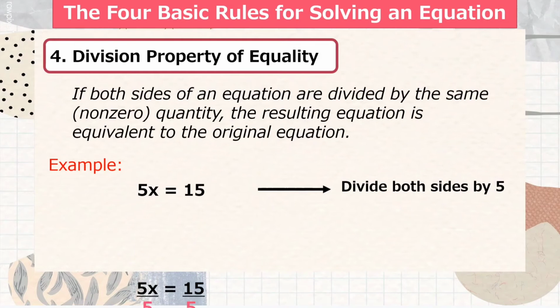Okay, so we have 5x divided by 5 is equal to 15 divided by 5. To get this one, we're going to use the cancellation method. Ang natira na lang dyan ay x, because 5 divided by 5 is 1. Hindi na natin kailangang ilagay si 1, kasi x is considered 1 value. Okay, so we have 15 divided by 5. The answer there will be x is equal to 3.